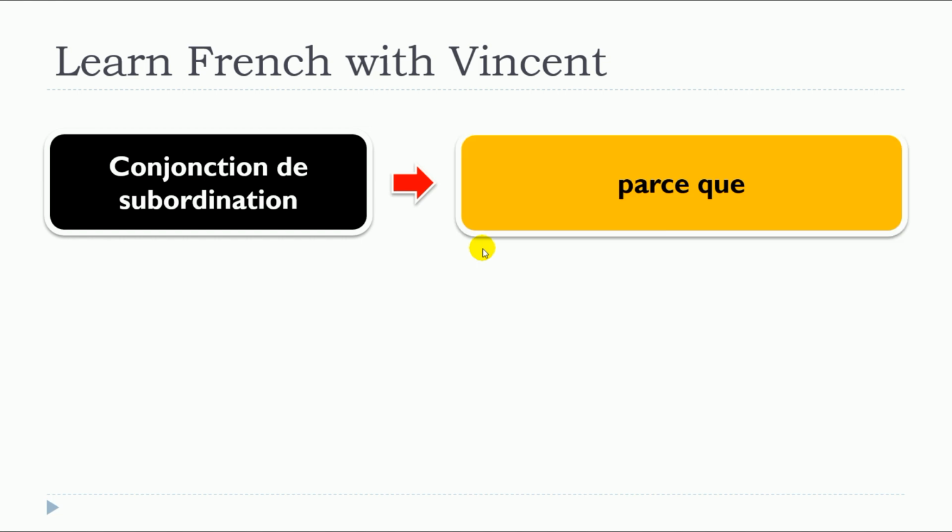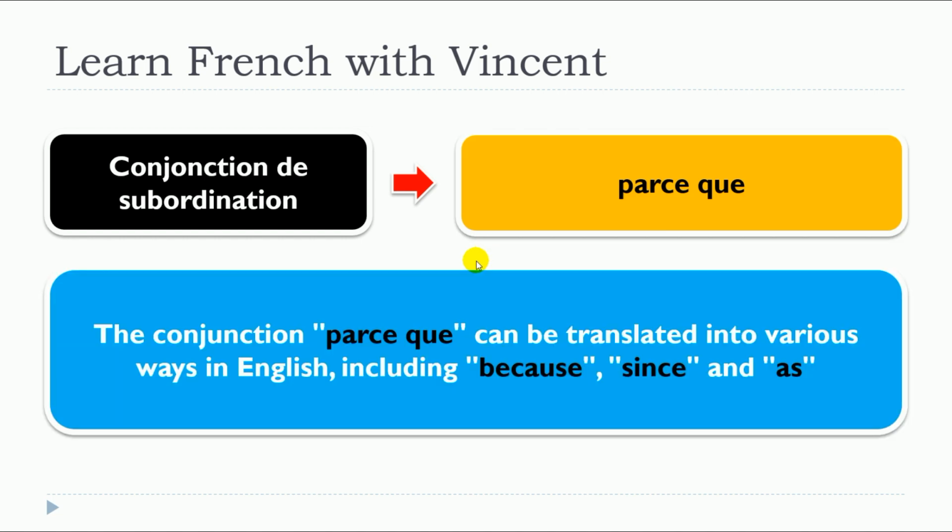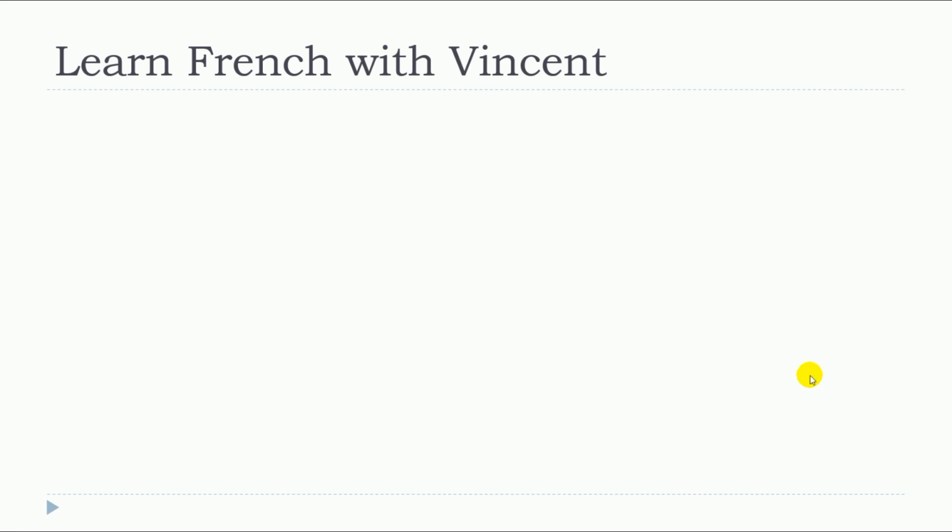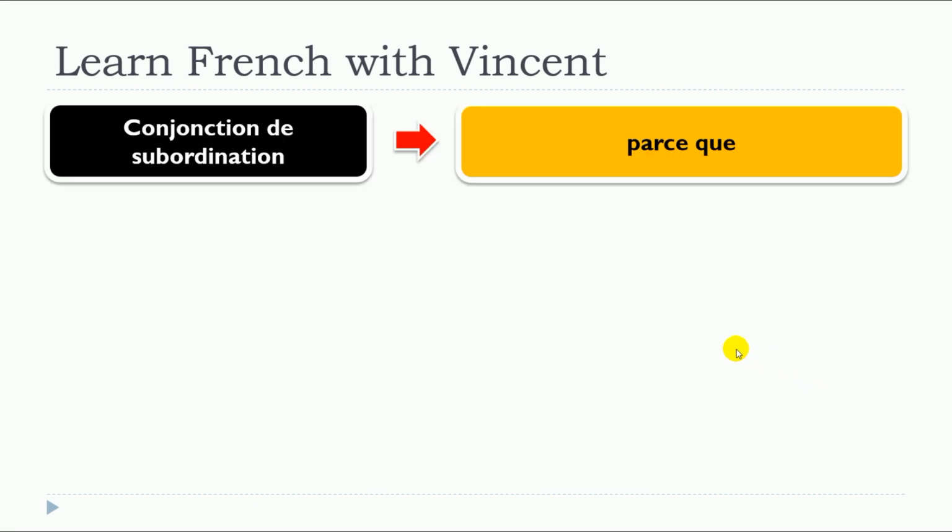So, this lesson is about parce que. And the conjunction parce que can be translated into various ways in English, including because, since, and as. So we will see some examples with parce que.